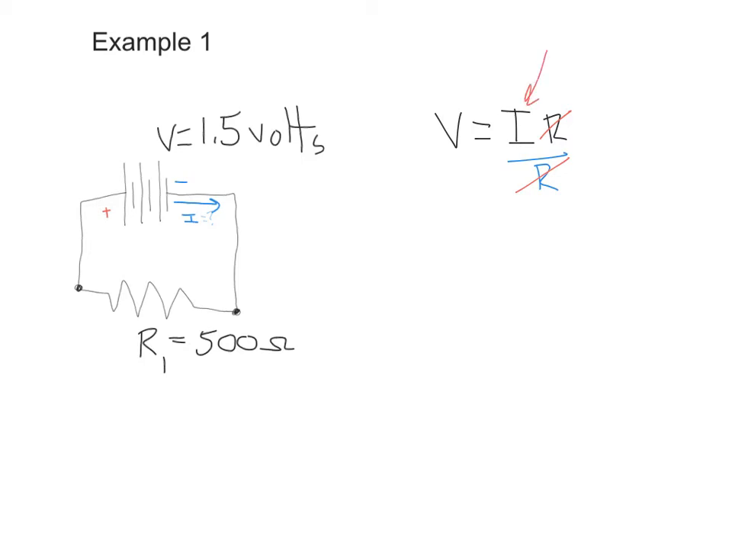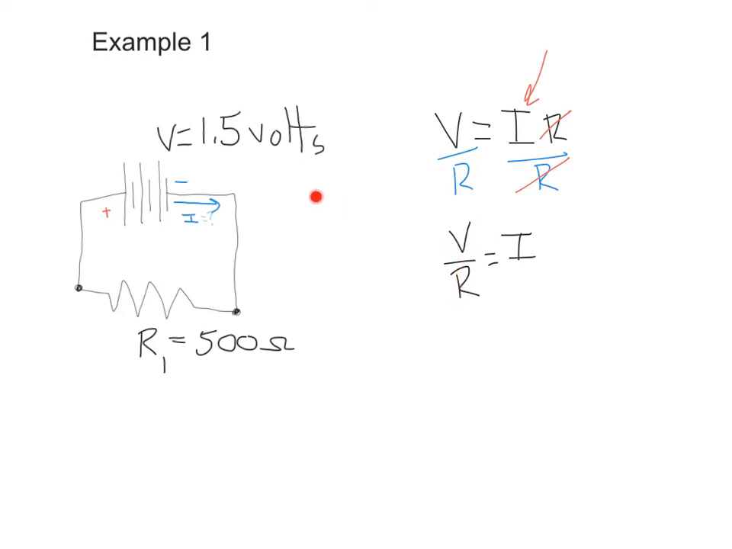Now remember, when we do algebra, we always have to do it to both sides to keep it algebraically equivalent. So when I do that, I'm going to get V divided by R over here on the left-hand side, and I'm going to get I on the right-hand side. So basically what this comes down to is that I, which is current, is going to equal V divided by R.